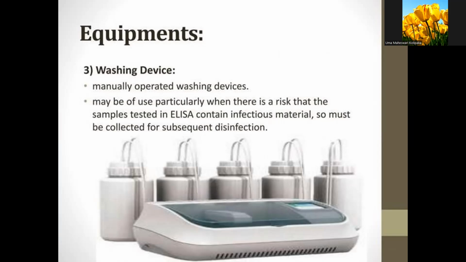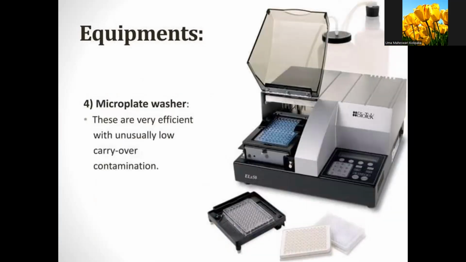Manually operated washing devices may be of use, particularly when there is a risk that the samples tested in ELISA contain infectious material, so the washings must be collected for subsequent disinfection. Equipment: microplate washer. These are very efficient, usually with low carryover contamination.